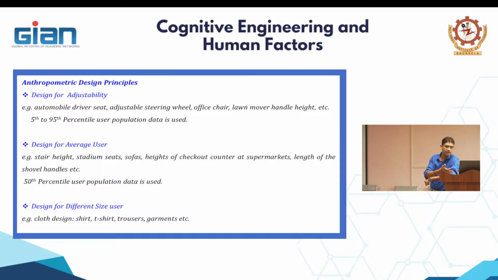So for different size users, a different product is there. It cannot be that you are wearing the same product that your sibling is using. It cannot be the same. Different size users means that for each individual, according to their body dimensions, you are making the product.